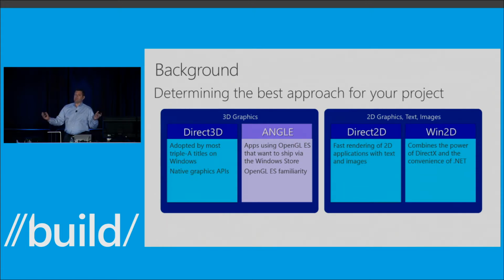Angle, which is the topic of this talk, we're going to go over in much more detail about why this is an option for you. And Direct2D, if you're doing 2D text graphics, images, it's a highly performant API that's native to Windows that gets you the best way to render your 2D scenes.